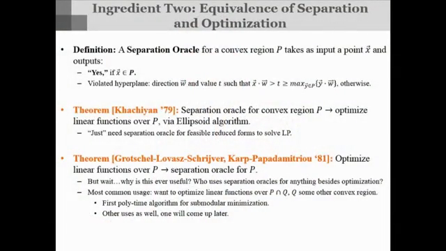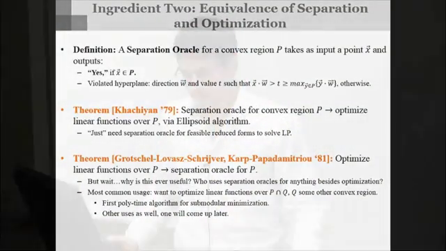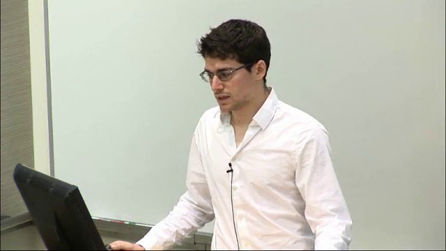So the second ingredient is going to be what's called the equivalence of separation and optimization. And to tell you what this means, I'm going to give you a definition. A separation oracle for a convex region takes as input some point x, and it's going to output either yes if x is inside your convex region, or it's going to output a violated hyperplane. How you should think of a violated hyperplane is that there's some direction w where x goes further in direction w than any point inside the polytope. And therefore, it's definitely not in the polytope because it goes too far in direction w.